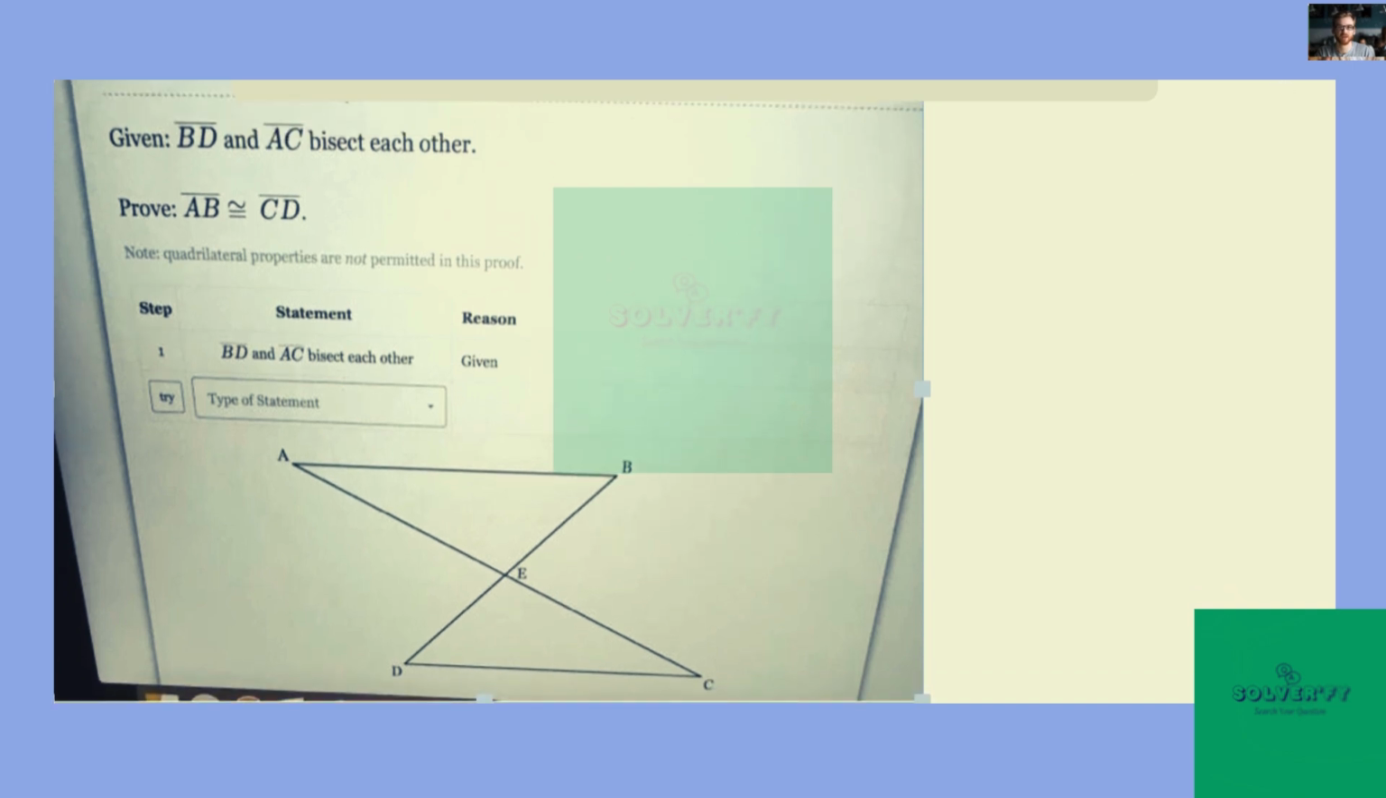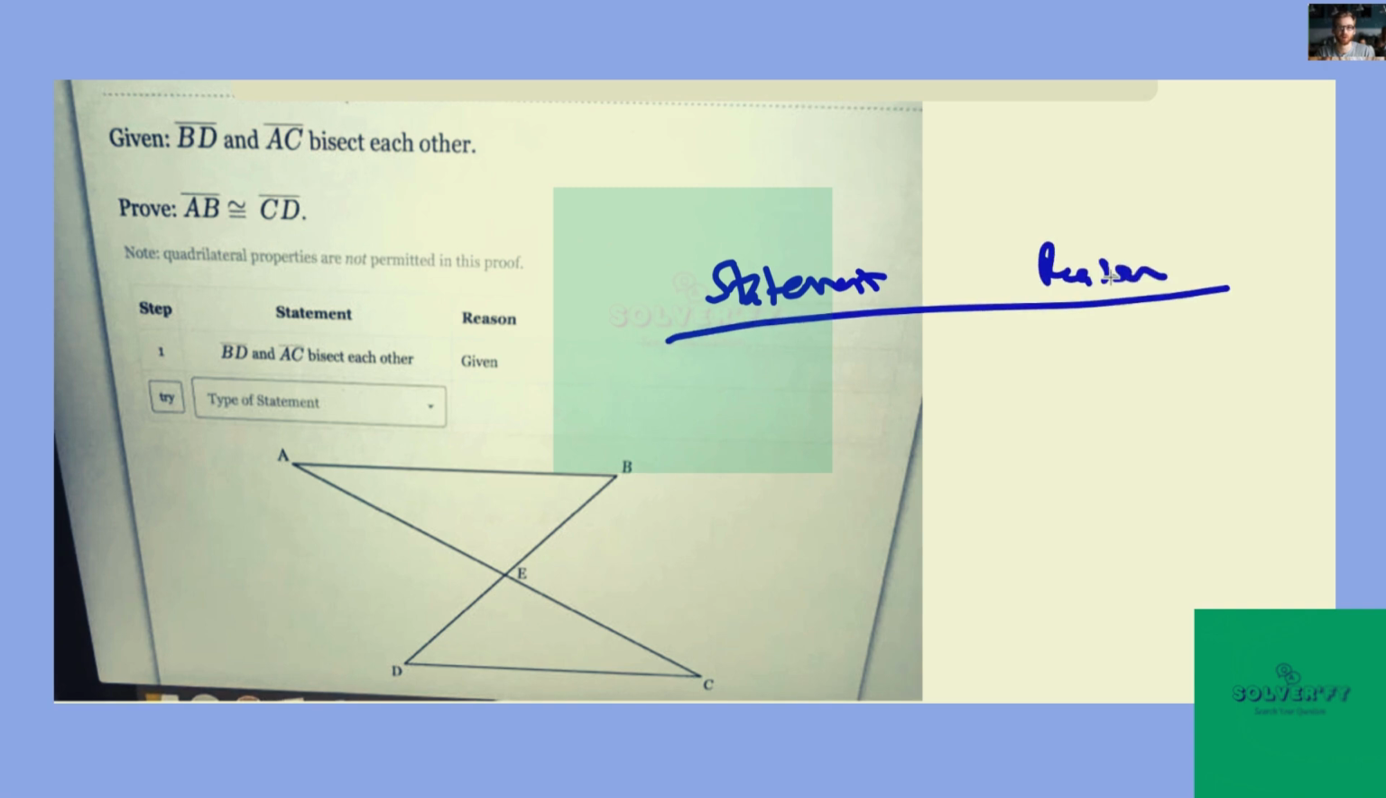So if you were given that BD, I'm going to mark it, and AC bisect each other, by the definition of bisect, so I'll say statement on the left, reason on the right, besides the given. So statement 2 could be something like segment DE is congruent to segment BE, and segment AE is congruent to segment CE, something along those lines.